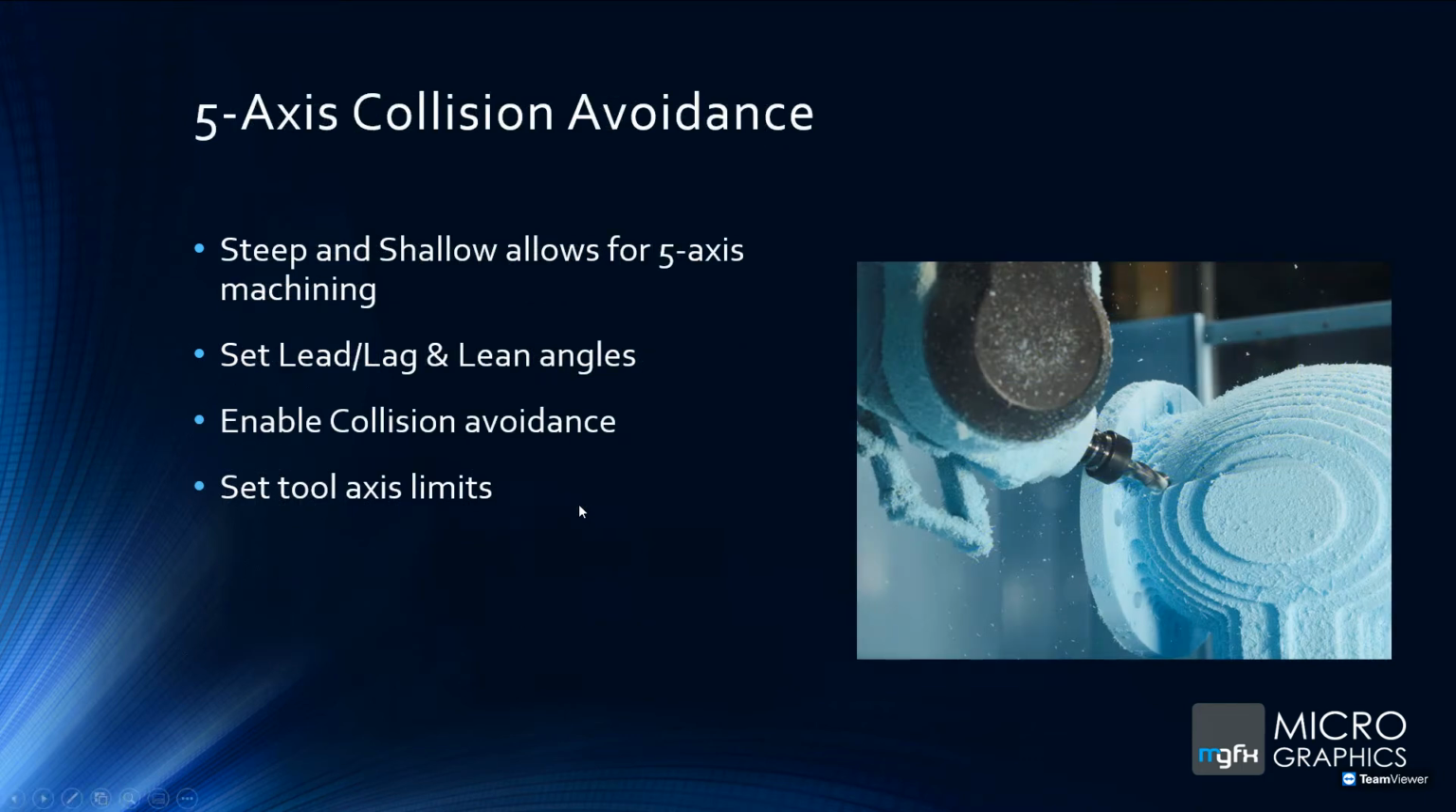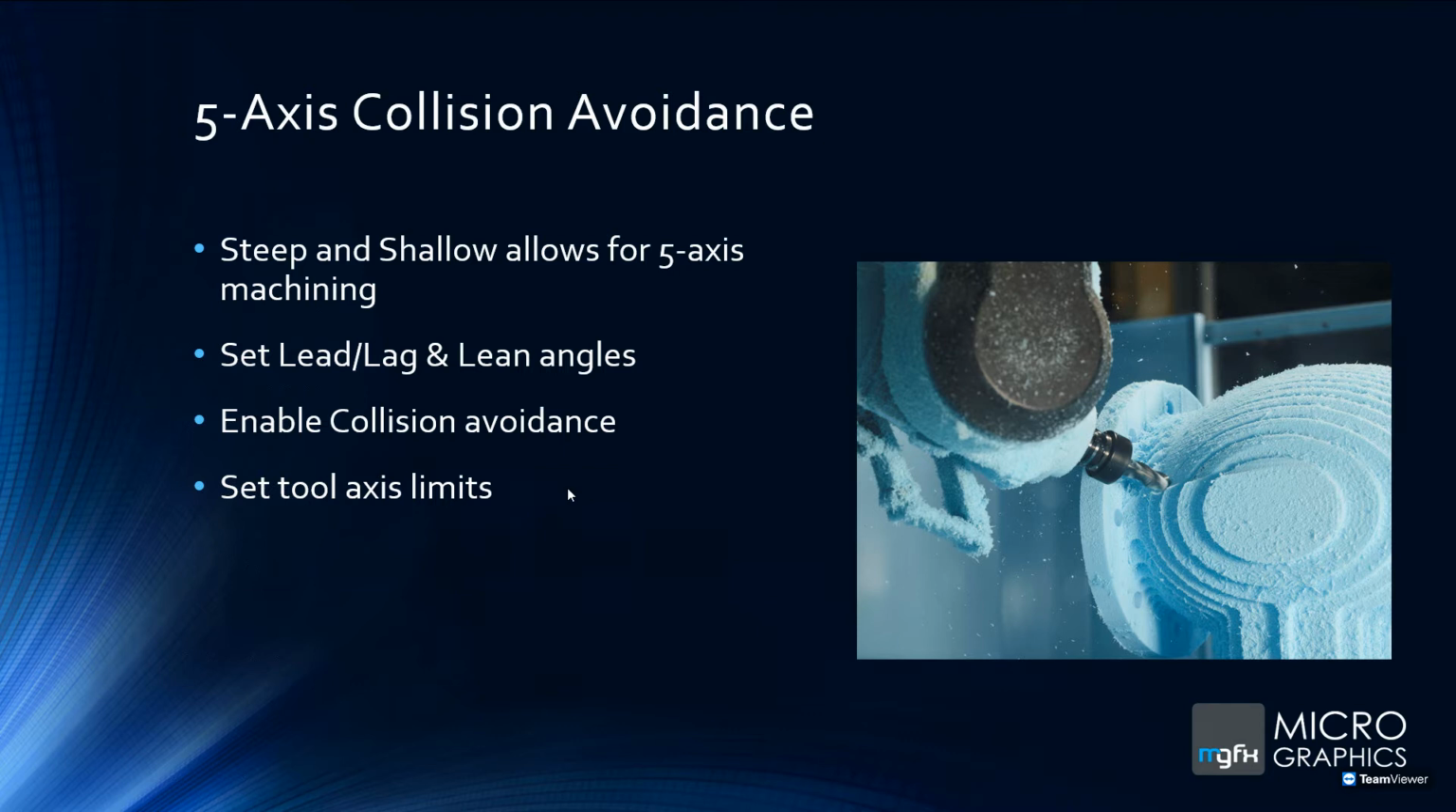Then within the steep and shallow toolpath, you can also enable 5-axis machining by adjusting the orientation of the tool axis. So this can be done by setting the lead or lag and lean angles. So you can set the angle that the tool tip is essentially in contact with the component that is being machined. And within these settings, you can also enable collision avoidance for the tool holder. And this allows the tool to react and move to avoid, this actually removes toolpaths that would cause the tool holder to crash.